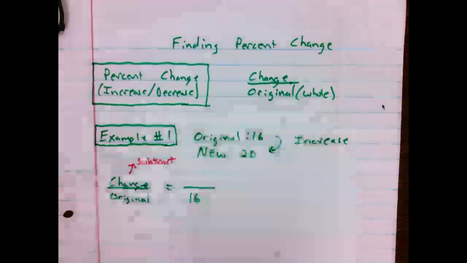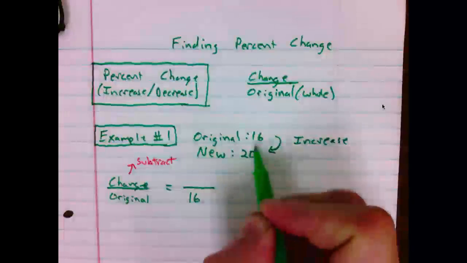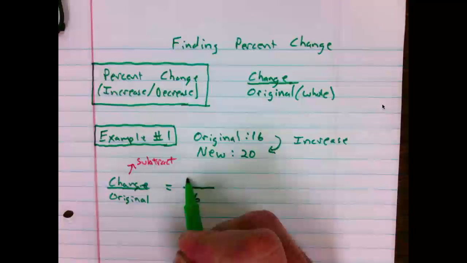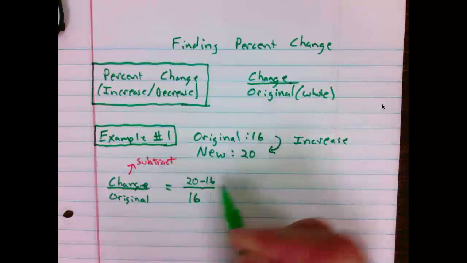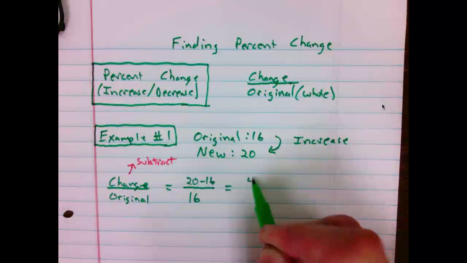We're going to find the positive difference. That is the large number minus the small one. In this case, 20 minus 16. Well, 20 minus 16 is 4. So we have here 4 over 16.